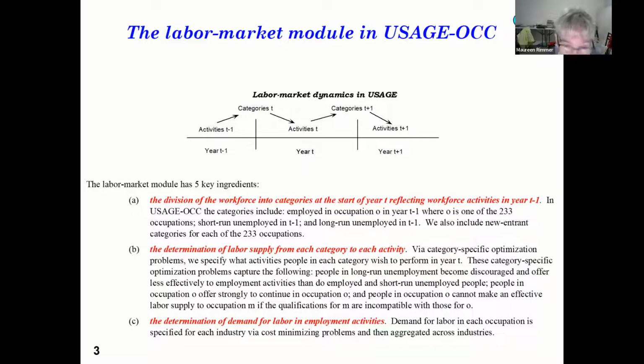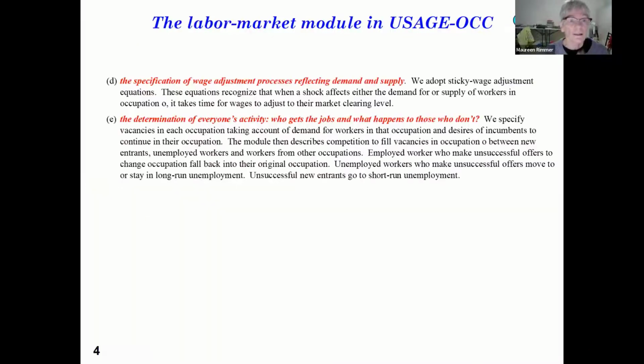On the demand side, the demand is the usual CGE demand. Demand for labour in each occupation is specified for each industry via cost minimising problems and then aggregated across industries. So that's the usual. We get the demand side from the rest of the model. The supply side comes from this labour market module.